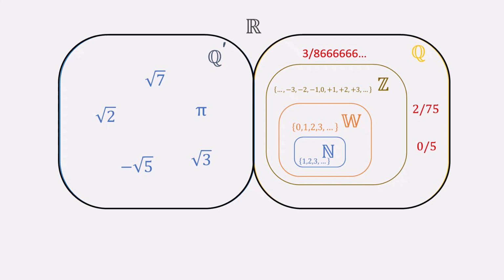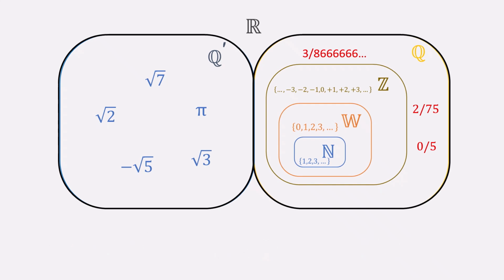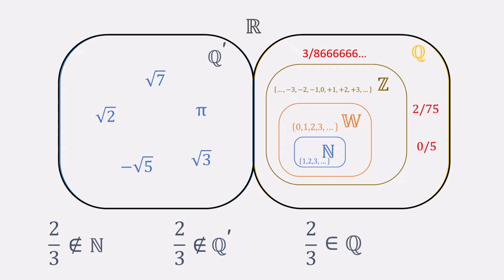Here, it's better to get familiar with set notation. For example, the square root of 2 is a member of the irrational numbers. It's also a member of the real numbers, but not a member of the rational numbers. For example, the number 2/3 is not a member of the natural numbers, nor is it a member of the irrational numbers, but it is a member of the rational and real numbers.